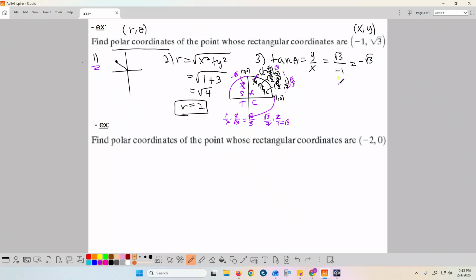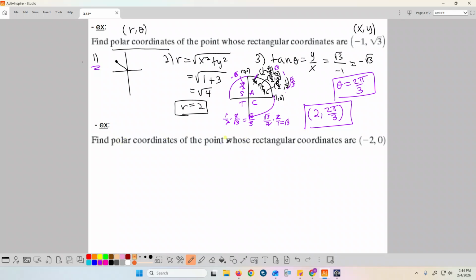So I'm going to go with my angle theta being 2 pi over 3. Since we had to find the polar coordinate, I want to write this out as a polar coordinate, r comma theta, so 2 comma 2 pi over 3. There you go. That's our final answer. All right, great question. Okay, let's do more.